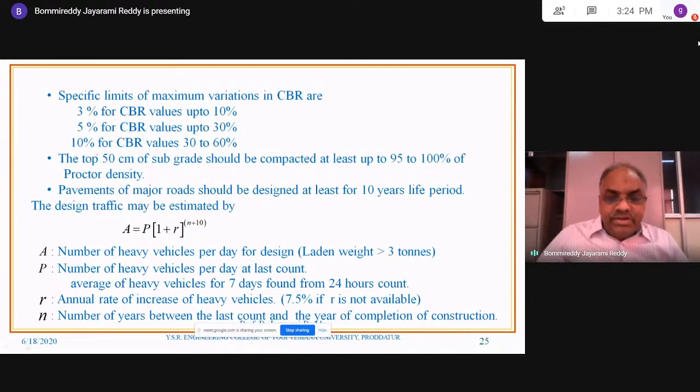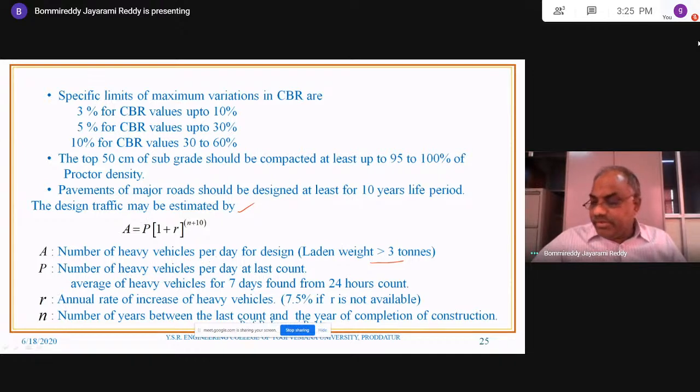So here the design traffic is estimated by A = P (1 + r)^(n+10). A is the number of heavy vehicles per day for design. That number of vehicles will be counted only if the weight is more than 3 tons. P is the number of heavy vehicles per day at the last count.